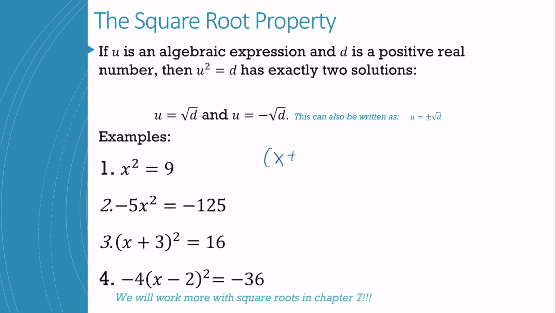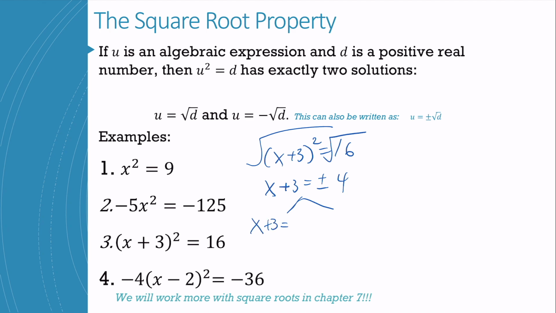So I have x plus 3 squared is 16. If I take the square root of both sides, I'm going to have x plus 3 is plus or minus 4. So let's break that up into two equations. I have x plus 3 is positive 4, and x plus 3 is negative 4. That would mean x is going to be 1, and x is going to be negative 7. That would be my solution set to this equation.